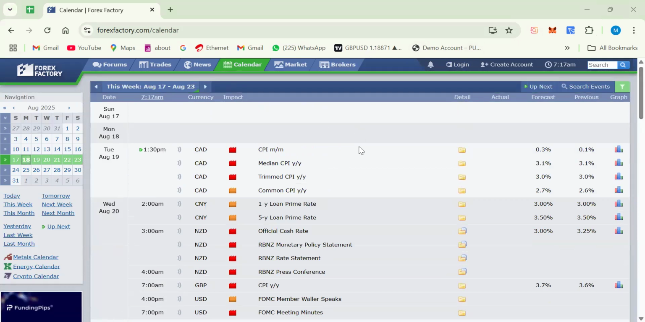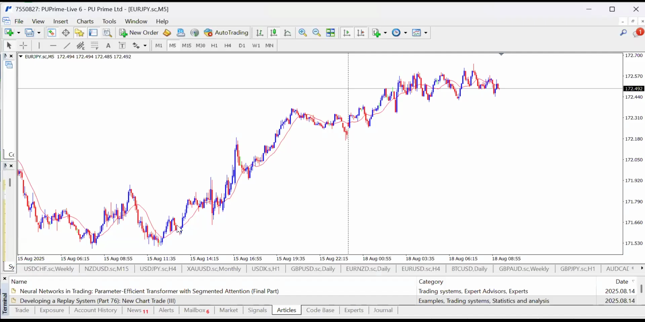So this week, there's no high impact news at all. Today, there's no news at all. No high impact news today. So we go to the chart straight up. Okay, so can you see my chart?